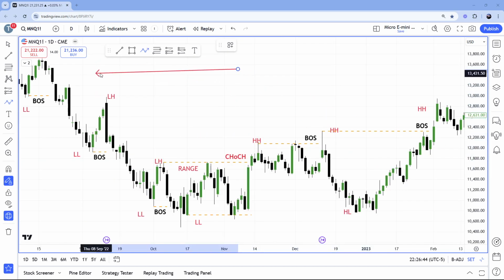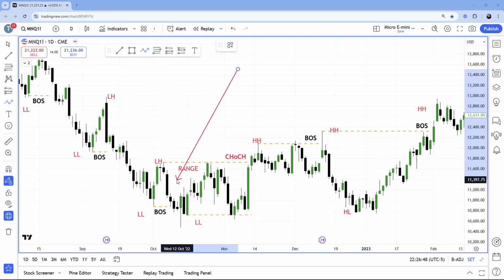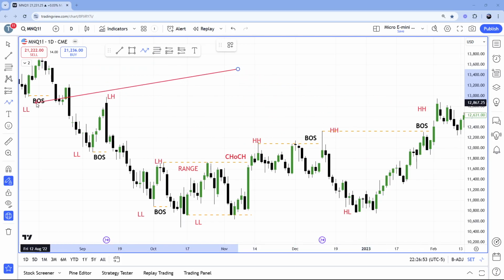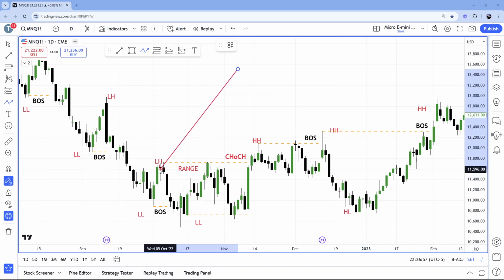Okay, so this is another example in the daily chart. So this area is in a downtrend. Then you can see a range, change of character into an uptrend. So you can see break of structures down, making lower lows, lower highs. So it's a downtrend. And then you can see there's a range. And then you can see there's a change of character.